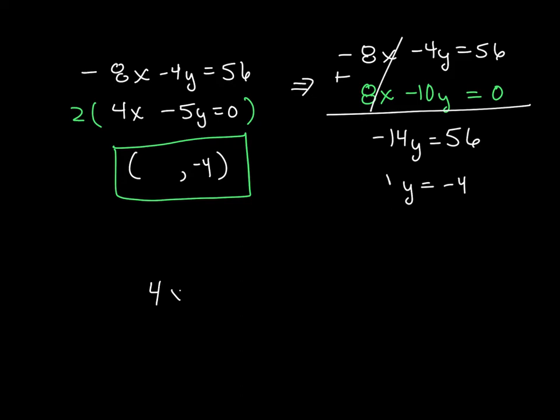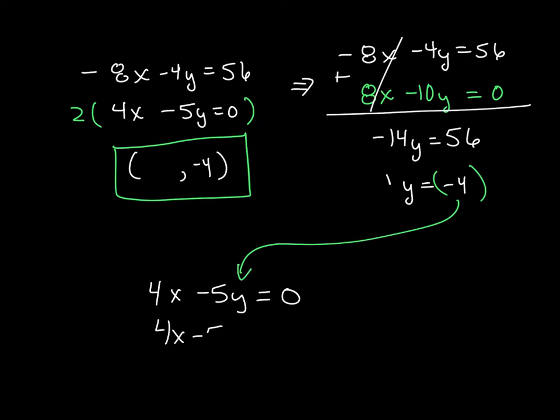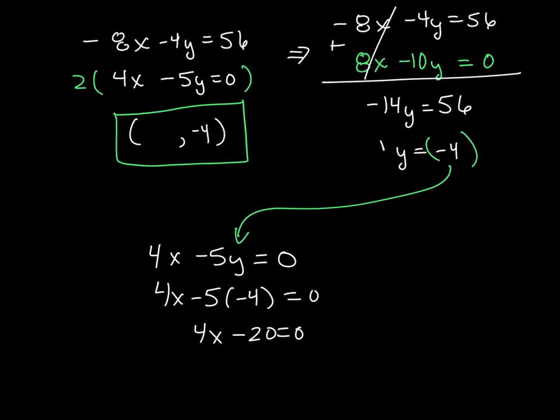I'm going to just take my 4x minus 5y is equal to 0. I like this one because it's 0. I'm going to take that y is equal to negative 4 and plug it in. That leaves me with 4x minus 5 times negative 4 is equal to 0, or 4x minus 20 is equal to 0. I move the 20 to the other side, and I have... I was going too quickly, a negative 5 times a negative 4 gives me a positive.